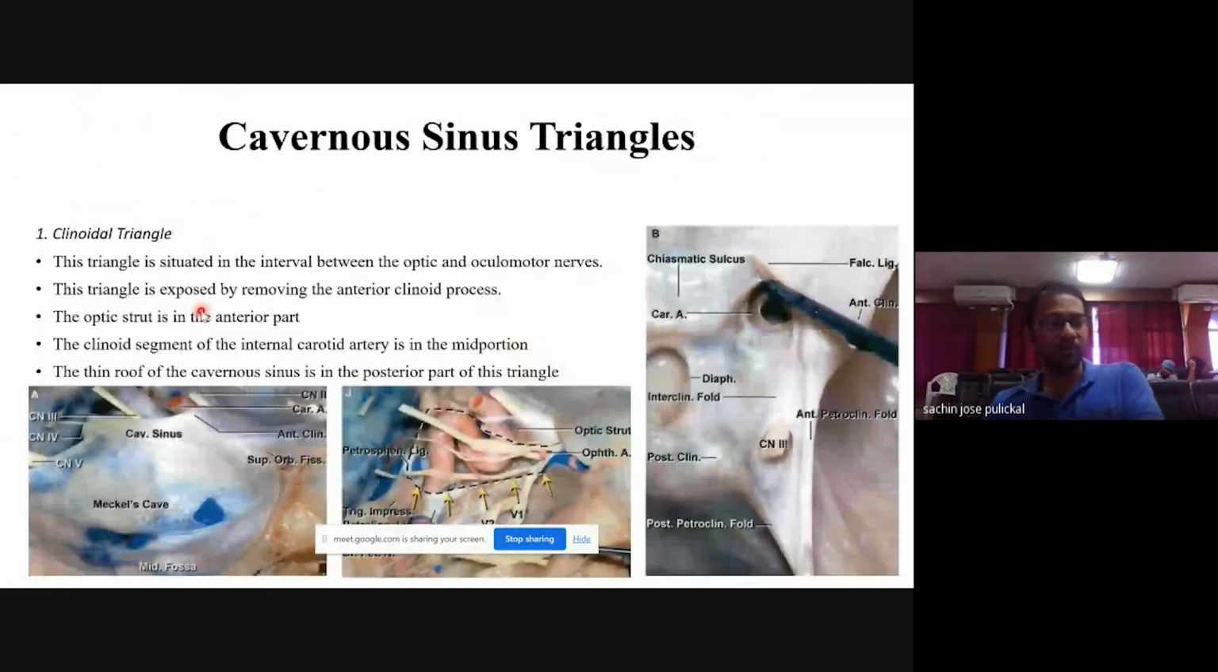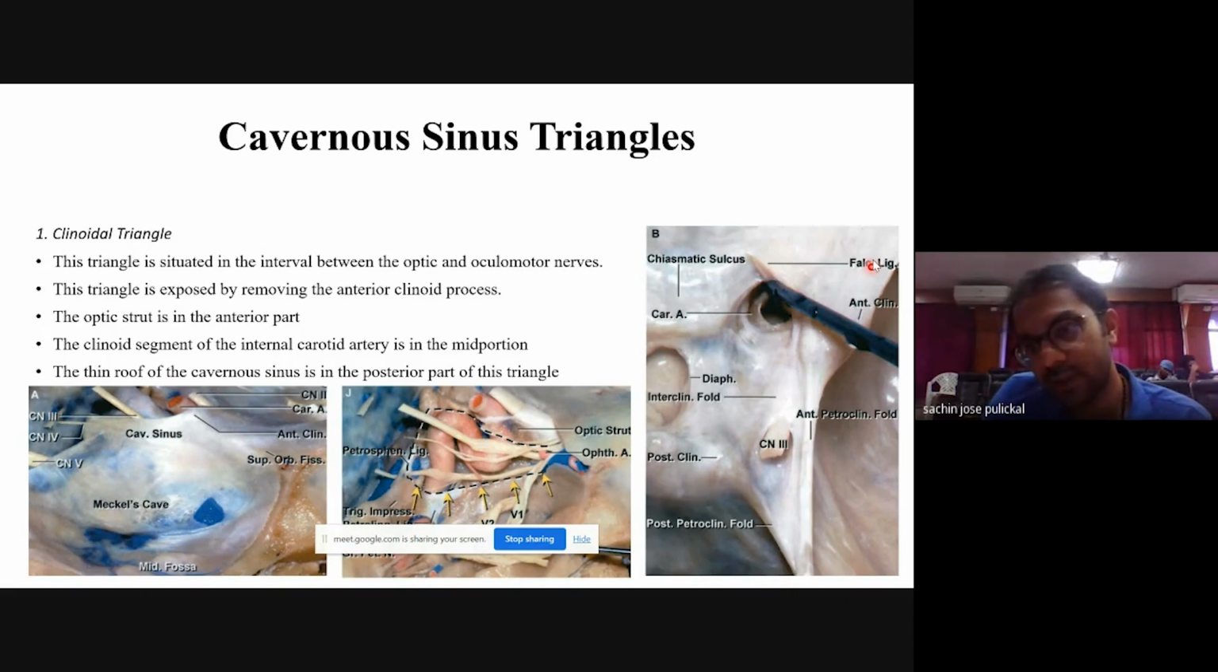So first we'll discuss what is clinoidal triangle. As the name indicates, it's a portion which is bounded by the clinoid process, and what we get after we remove the clinoid process. So this is your anterior clinoid process covered by dura. Once you remove this part, whatever triangle you see is the clinoidal triangle. So what are the contents of the clinoidal triangle?